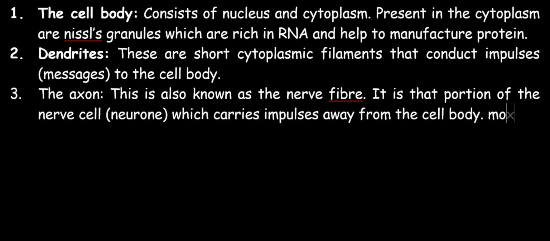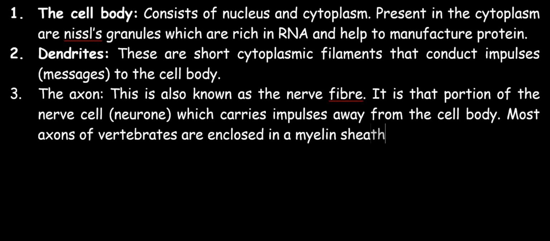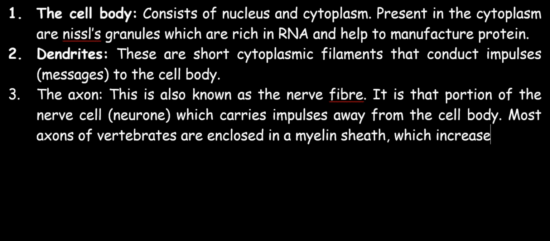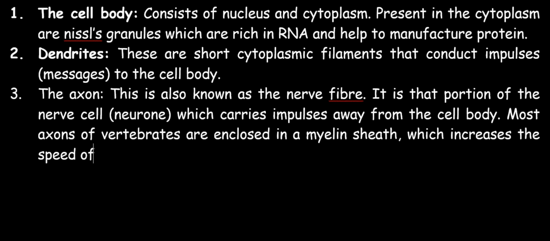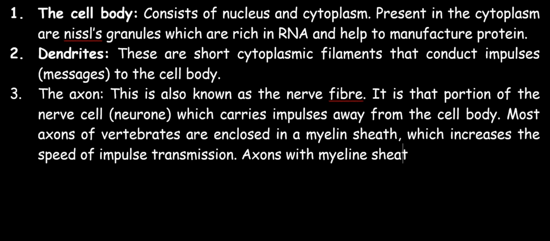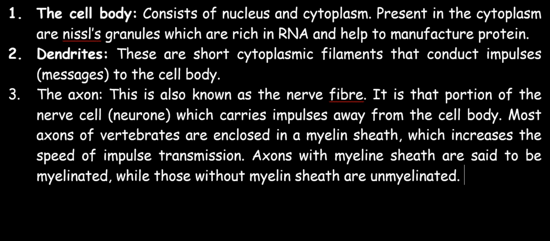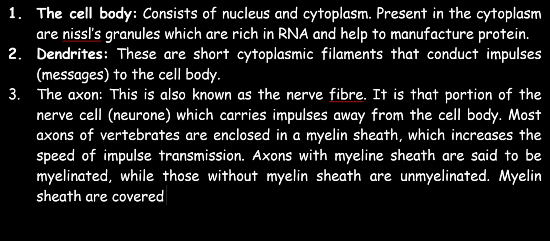Most axons of vertebrates are enclosed in a myelin sheath, and this myelin sheath has a functional peculiarity, and the functional peculiarity is that it increases the speed of impulse transmission. Axons with myelin sheaths are said to be myelinated, while those without myelin sheath are unmyelinated. Myelin sheaths have a covering, and this covering is the neurolema.